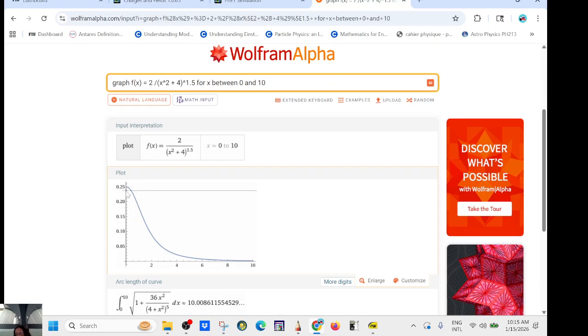So now it keeps decreasing, and the behavior when it's really big will be 1 over x to a third. So it doesn't go up and go down, it keeps decreasing.